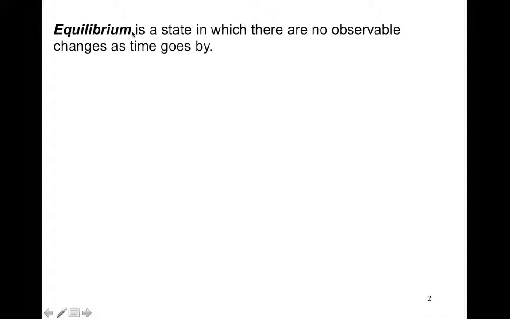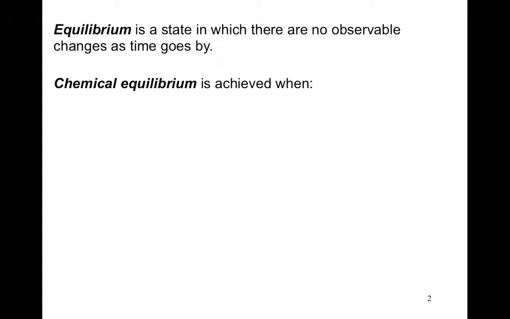Equilibrium in chemistry. It's important to note that equilibrium does not mean stopping. Equilibrium means there's no observable change as time goes by. A lot of chemical reactions are reversible, and just because there's no observable change doesn't mean molecules have stopped changing. It just means we don't observe that change.